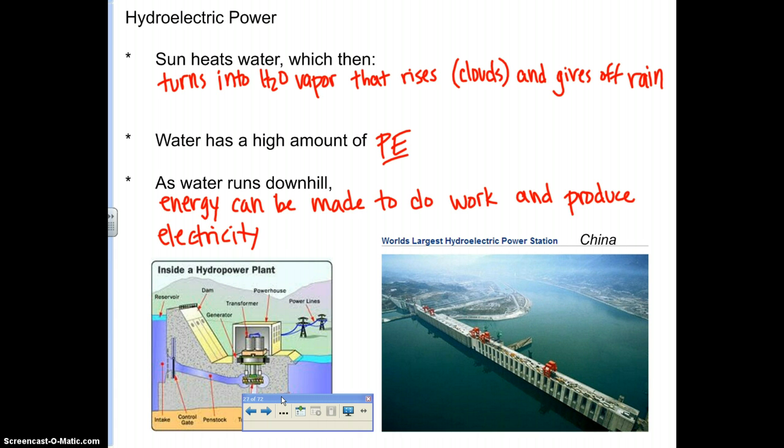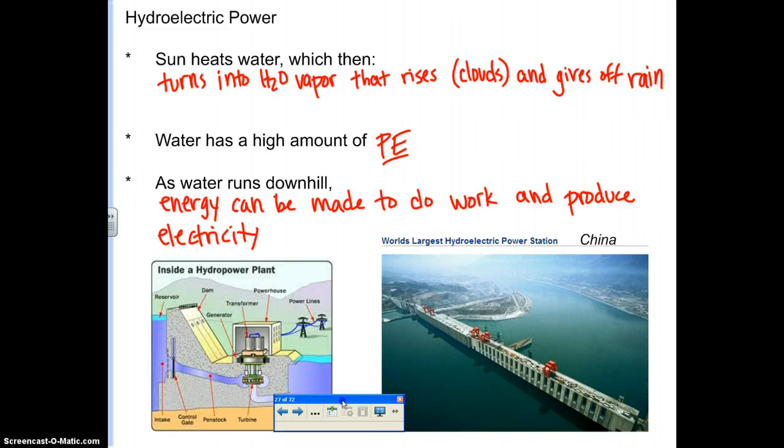Hydroelectric power: the sun heats up the water, which then turns into water vapor that rises. It forms clouds. Those clouds then condense, squeezing together to give rain. Rainwater has a high amount of potential energy. So, as this potential energy, i.e. water, is running down a hill, it can be made to do work. Because it's obviously moving, it's converted into kinetic energy, the ability to do work, and therefore that work can then be used to produce electricity.